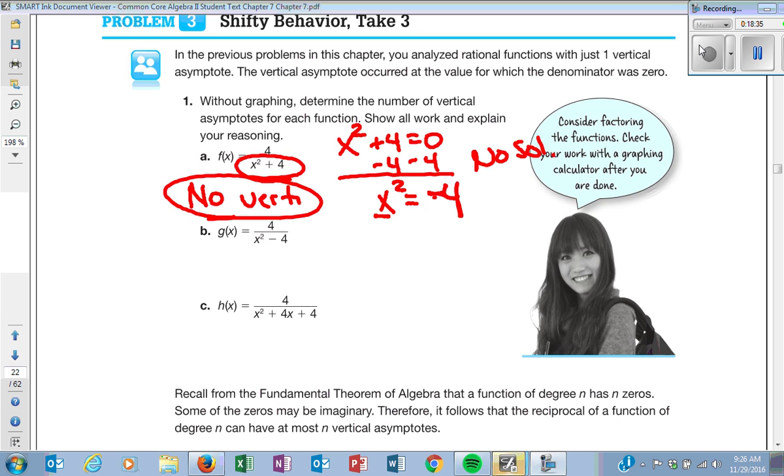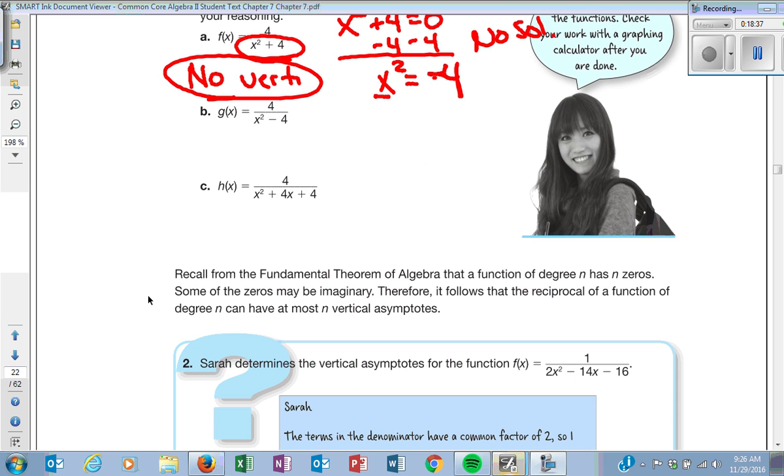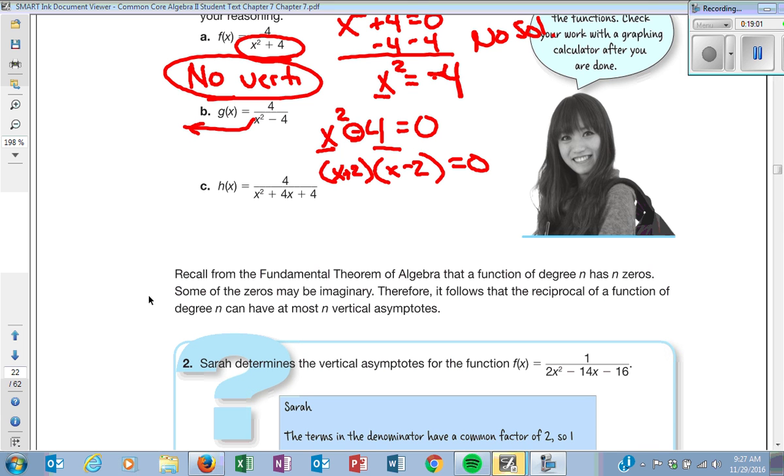All right, now for this one, I need x squared minus 4 to equal 0. Hopefully you realize right away, hey, this right here is a square root, this right here is a square root, and this is a subtraction sign. Mr. Martin has said over and over, you need to learn to factor, and this is called a difference of squares. x plus 2, x minus 2. So in my bottom, I can rewrite this question as 4 over (x plus 2)(x minus 2).